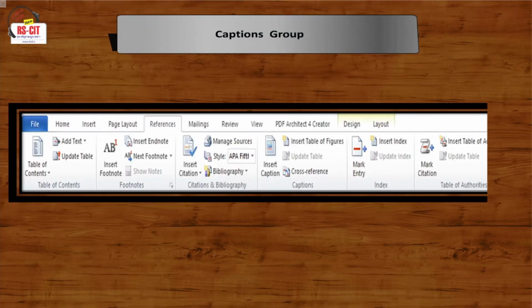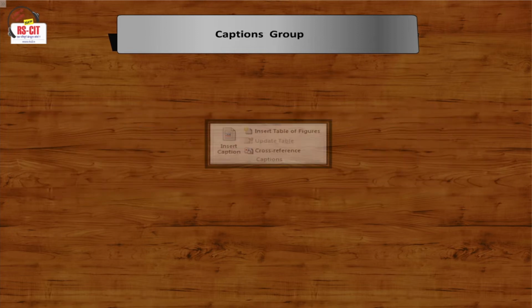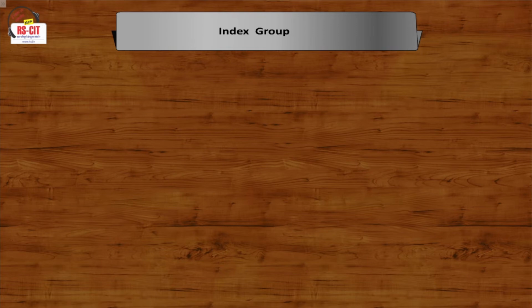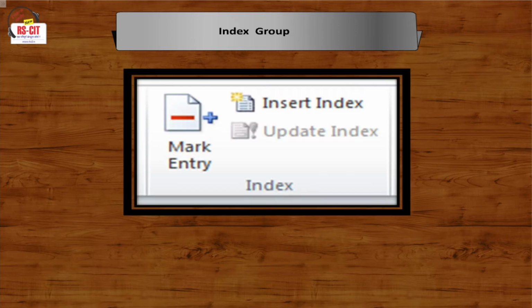In the Captions group, the available options are Insert caption. Add a caption to a picture or image. Insert table of figures. Insert a table of figures into the document. Cross-reference. In the Index group, the available options are Mark entry.